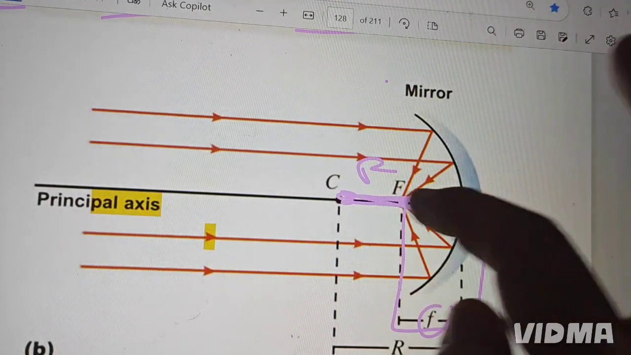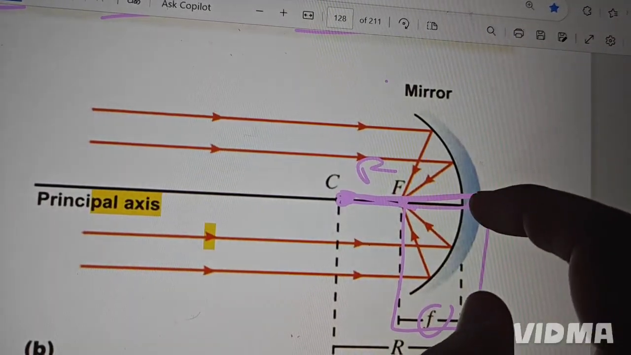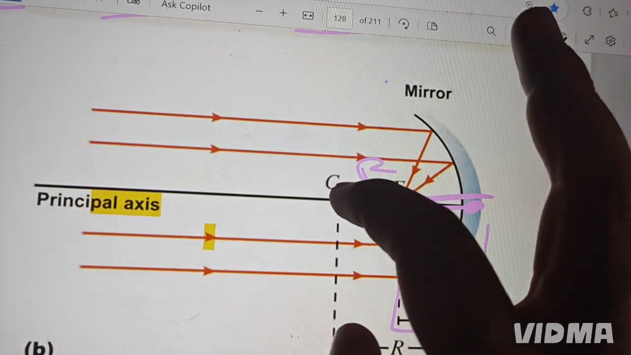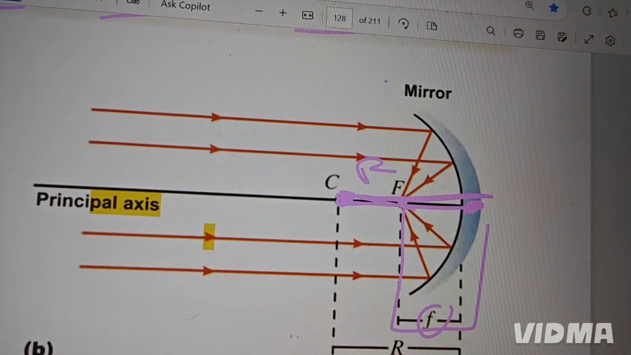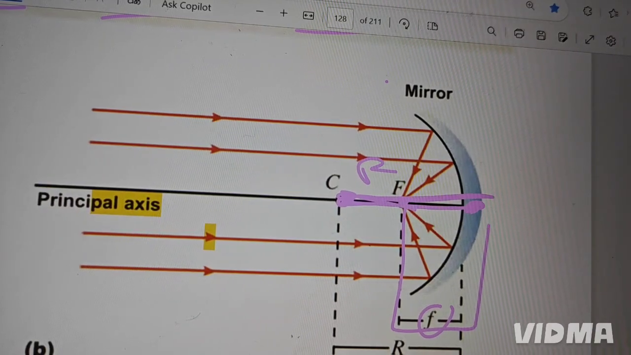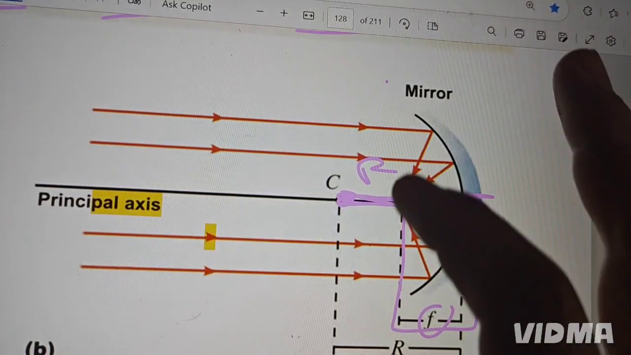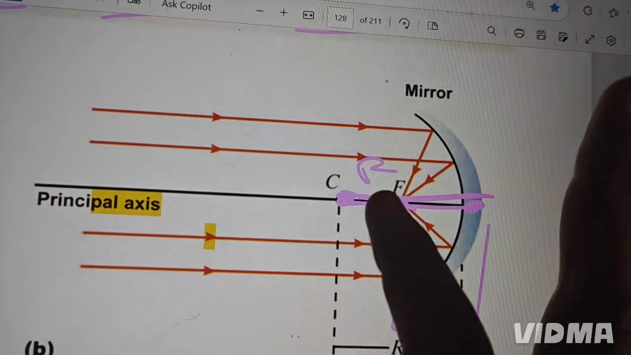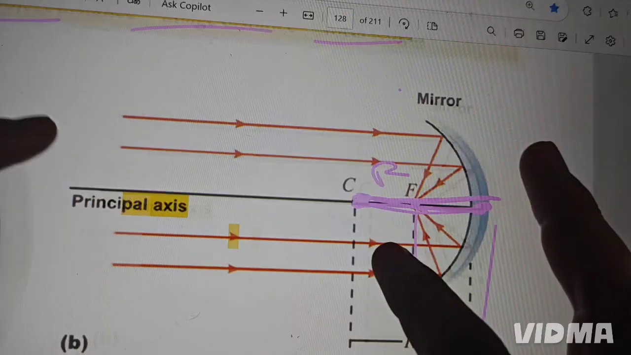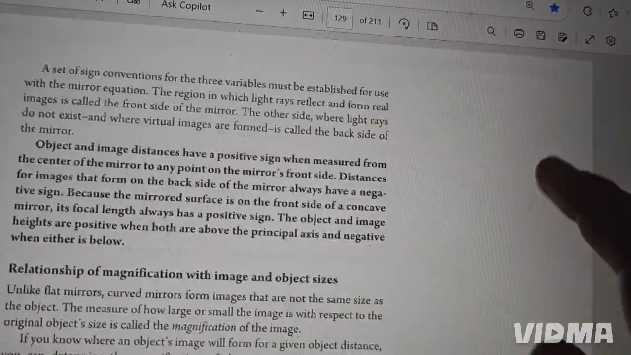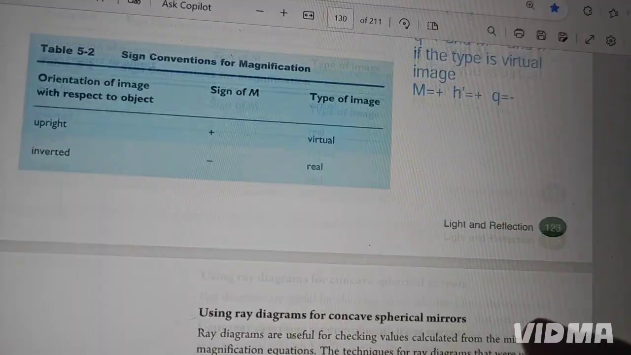Okay, the distance between this surface of the mirror and the center of this spherical mirror is called radius of curvature. And this C is the center of this sphere. The distance between this center and this surface is called R, radius of the curvature. Okay. Let me solve an example now, but before that, we have some notes you should know.